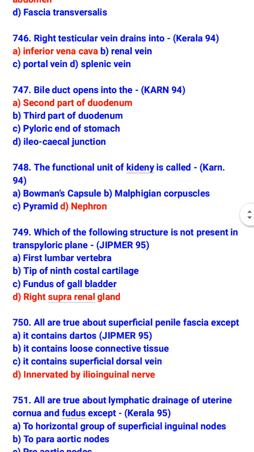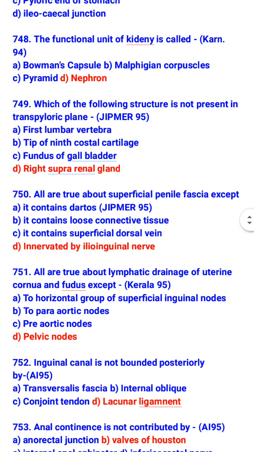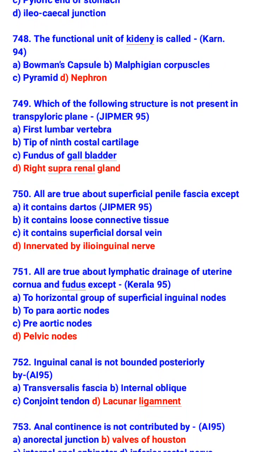Which of the following structures is not present in the transpyloric plane? Right suprarenal gland. So which structures are present at transpyloric plane? First lumbar vertebra, tip of ninth costal cartilage, and fundus of gallbladder. All are true about superficial penile fascia except that it is innervated by ilioinguinal nerve. So what is true about superficial penile fascia? It contains dartos, it contains loose connective tissue, and it contains superficial dorsal vein.